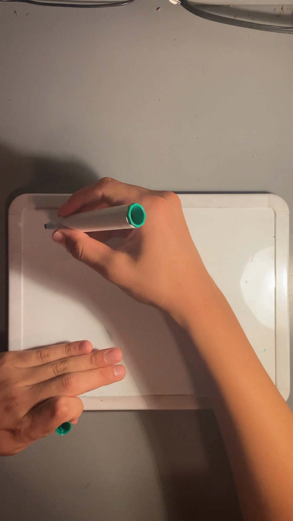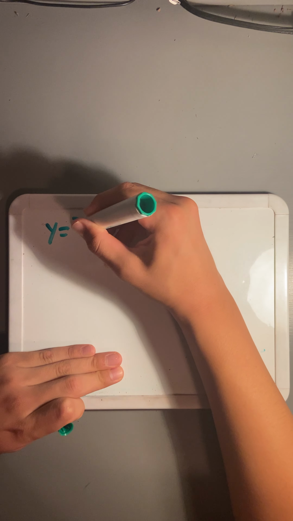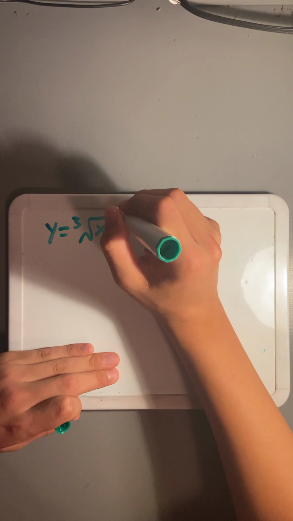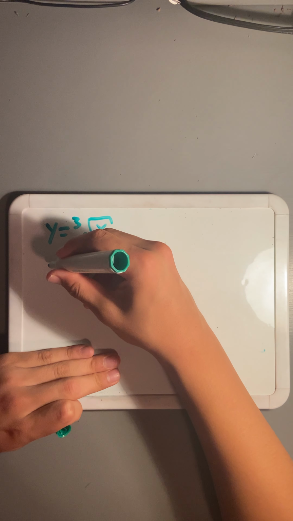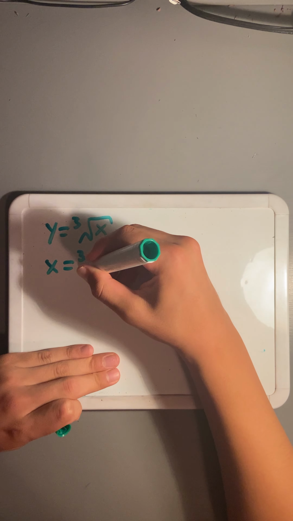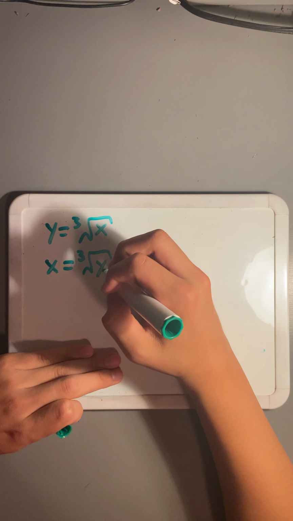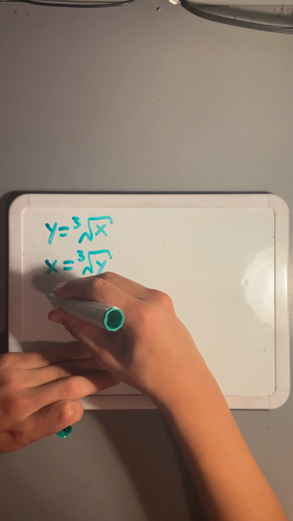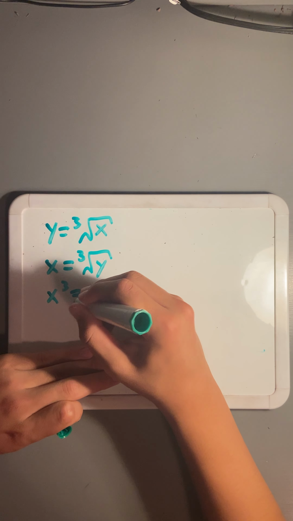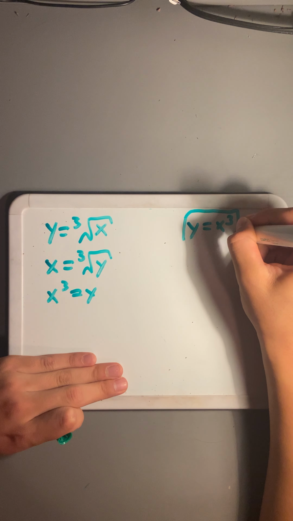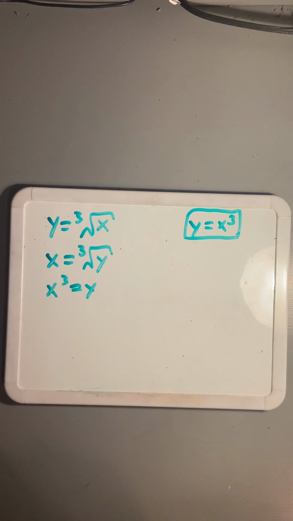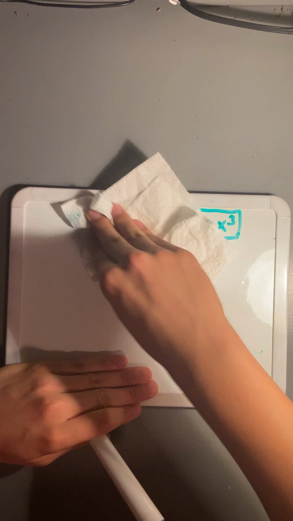Okay, let's do another example. This time, we're going to do y equals the cube root of x. To first find the inverse, we replace x and y as we did in the last example, so this becomes this. If you cube both sides, then you're left with x cubed equals y. So this should be our inverse. We need to prove it, like we did in the last example though.